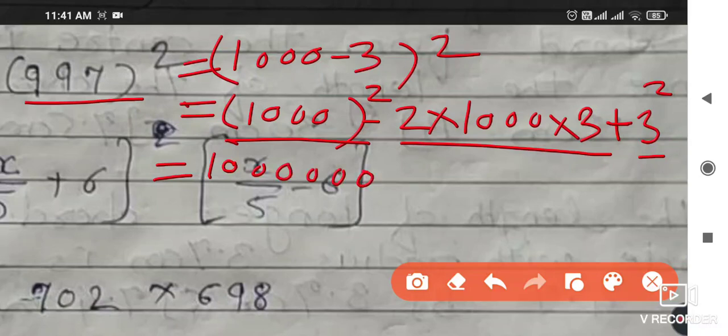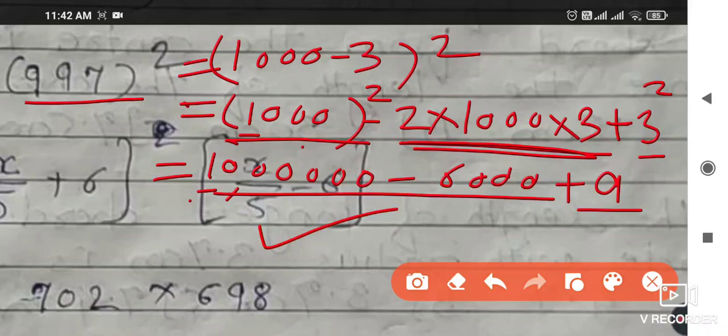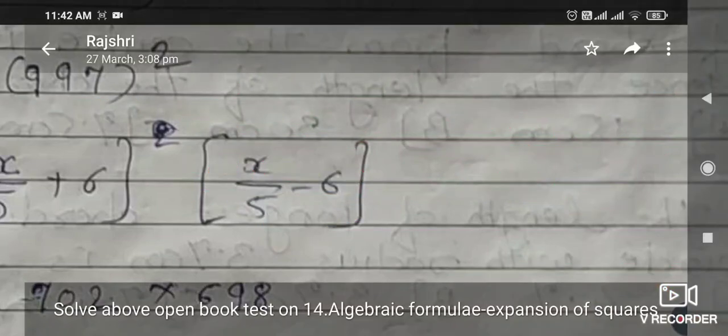Okay, so here 10 lakh is the square of 1000. How I told you, 1 square you write and 3 zeros are there. Here give the double of 8 and the multiplication of this is 6000, and 3 square is 9. You just do the subtraction of this and just add 9 inside it. You will get the required answer. So you are going to solve this example.